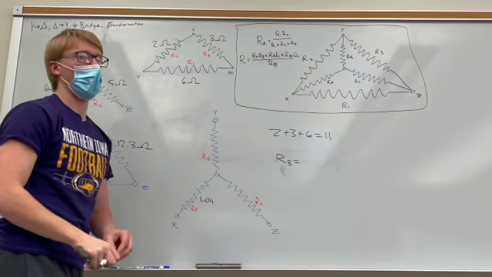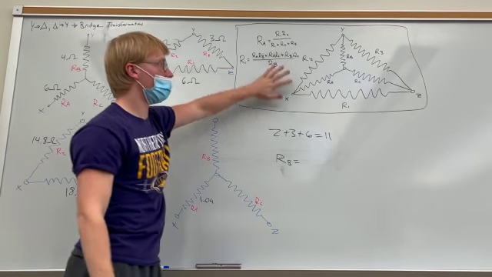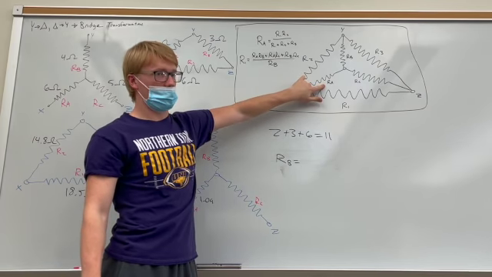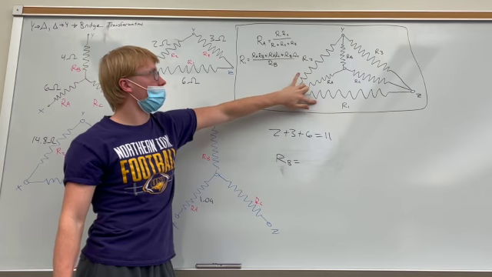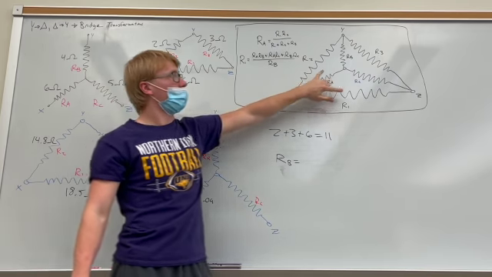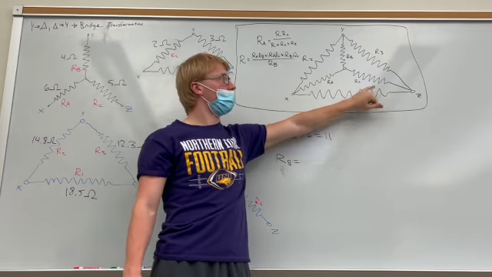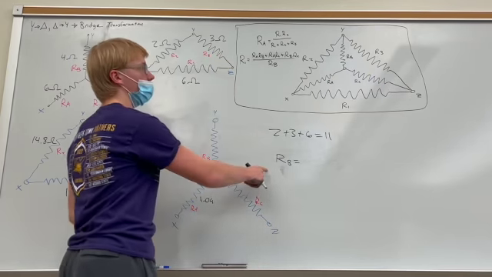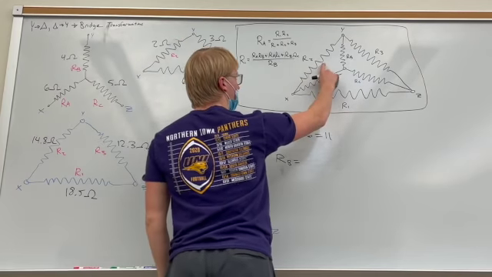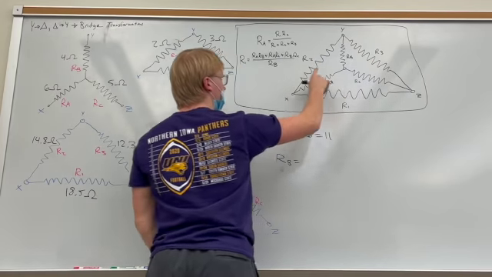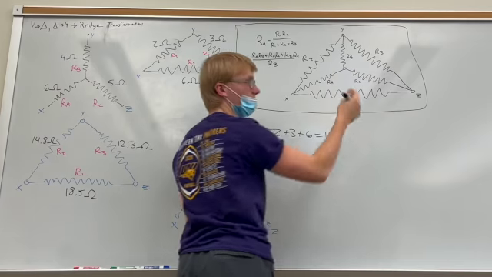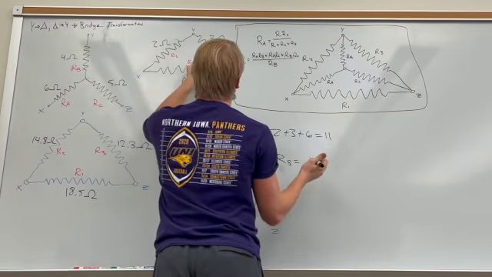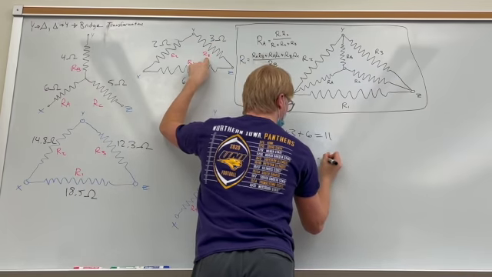For RB, the numerator is the product of the resistors adjacent to it. For A, it's R1 and R2. For B, it's R2 and R3. And for C, it's R1 and R3. So for RB, we're going to take R2 times R3 as the numerator. R3 was what we were looking at, so 2 and 3, so 6 over 11.